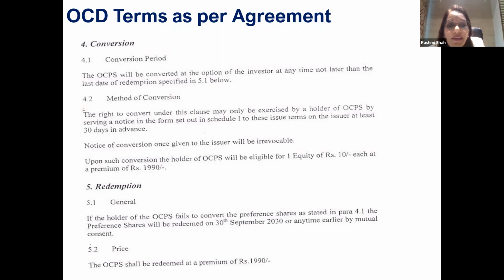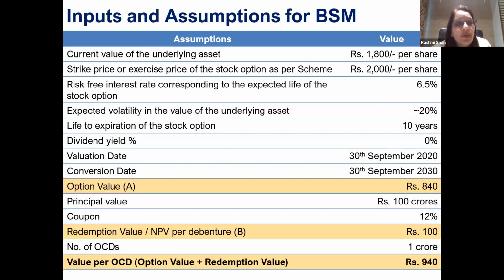The OCPS can be redeemed at a premium of 1990. Okay, whereas the equity share face value is 10 rupees. The premium is 1990. So while the redemption option is straightforward and it will come from the cash flows of the OCDs, it's the conversion option that needs more inputs and more hard work. So in these cases, the value of the OCDs can be computed as the value of debentures upon redemption plus the value of the option for conversion.